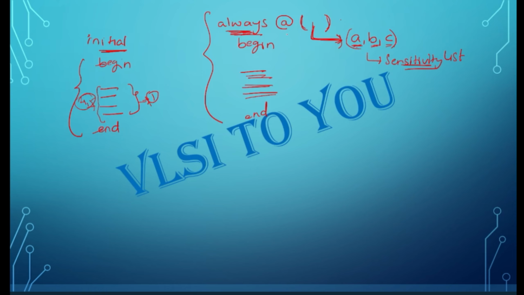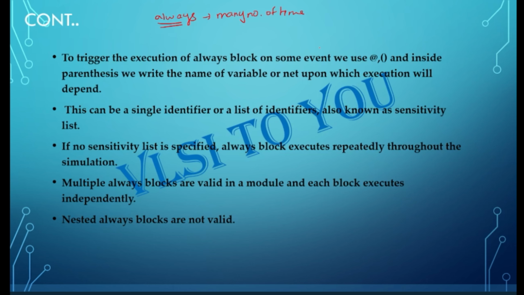So always at the rate, and then the sensitivity list, and then begin some statements end. Any change in the variables within this sensitivity list will trigger the always block. Triggering is nothing but it will activate the always block and the statements within the always block will be executed. Got my point? So this is about the always block.